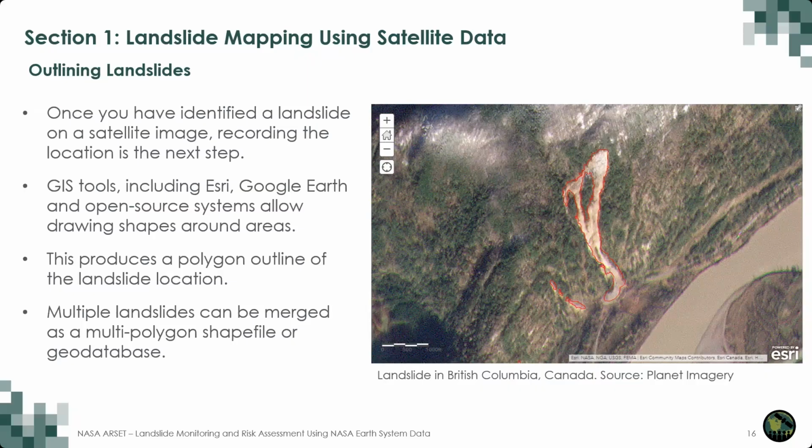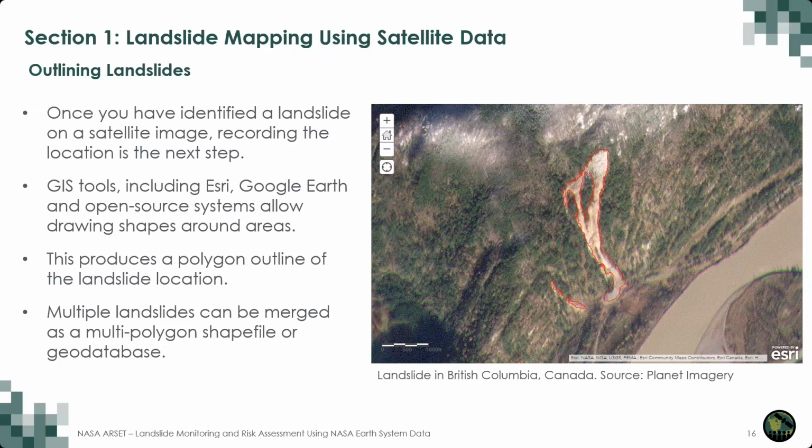So here you can see an example of a landslide in British Columbia. This image was something we used in the Part 1 training. But here, the red outline is a polygon outline used in GIS software of this landslide event. And again, you can see at the very base of this landslide, where it's run out towards the river, there is a road, and the impact on that road might be more visible. So creating these polygons is something that we can do using various GIS tools, including Esri ArcGIS, Google Earth, and other open source systems to create these shapes.